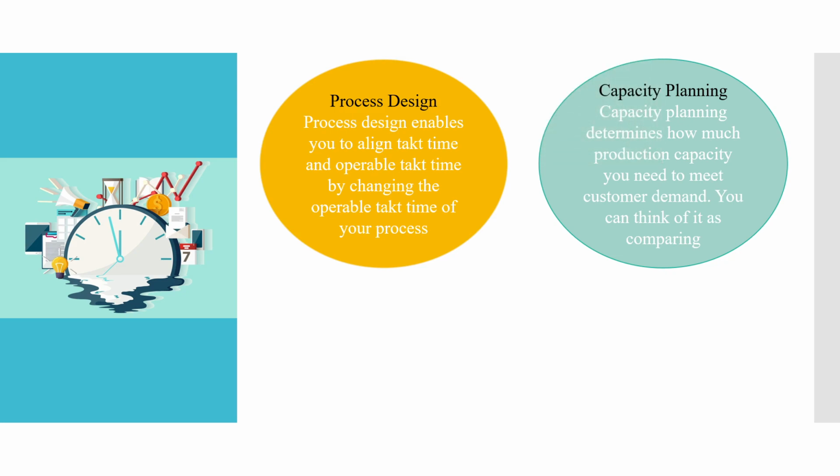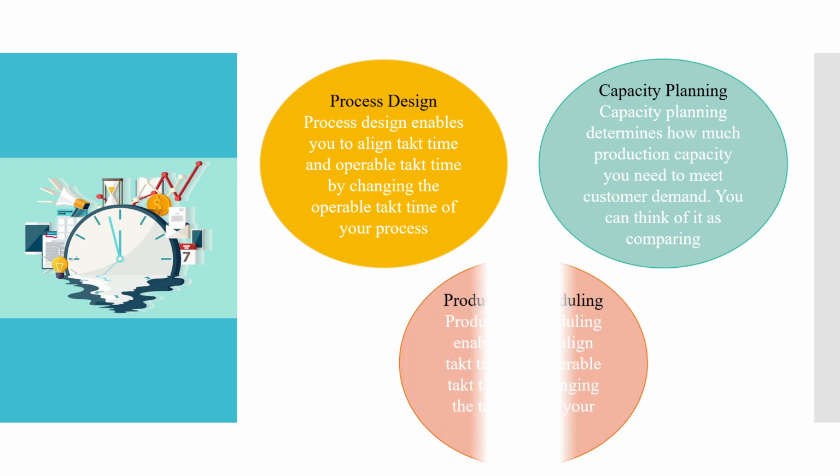Second is capacity planning. Capacity planning determines how much production capacity you need to meet customer demand. You can think of it as a comparing statement. Of course, by analyzing the takt time, I can come to know at what rate, at what pace I have to produce the things to cope up with my customer requirement and customer satisfaction, and accordingly what will be my capacity. And the last is production scheduling. Production scheduling enables you to align takt time and operable takt time by changing the takt time of your process. This is the simple way in which we can understand or use takt time.